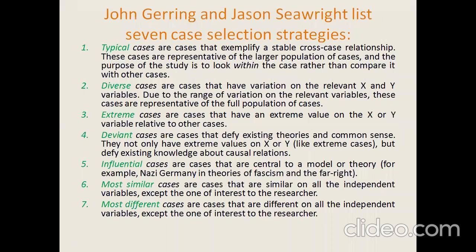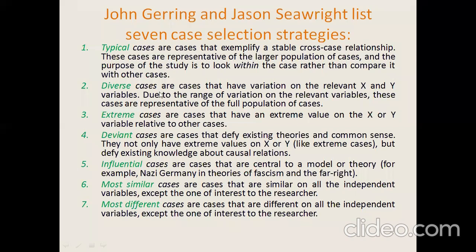So here seven types of case study or case selection strategy are given. The typical case, the first one: typical cases are cases that exemplify a stable cross-case relationship, right? These cases are representative of a larger population of cases, and the purpose of the study is to look within the case rather than compare it with other cases, right? So that's what is known as the typical case.